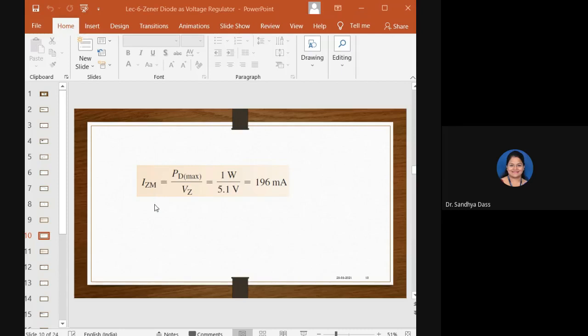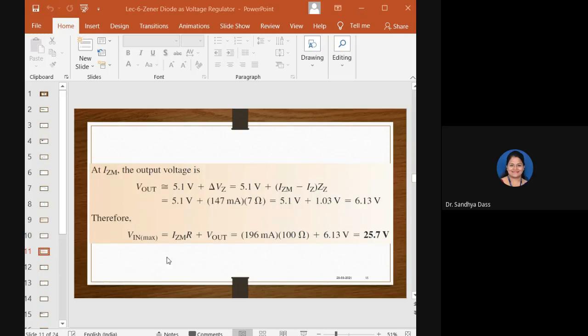I hope you are with me and noting down things. From this, again, we have to calculate the maximum Vin. For that, we have to calculate the output voltage for the maximum Zener current, which, as I mentioned initially, we take as 5.1 volts plus delta Vz.